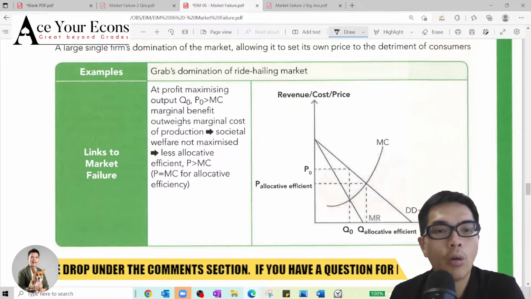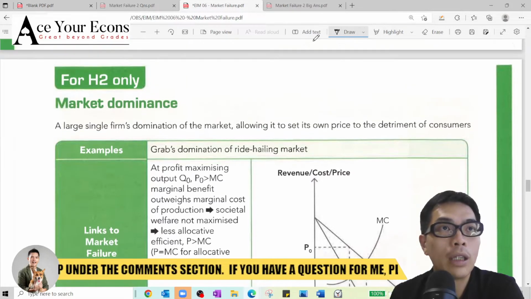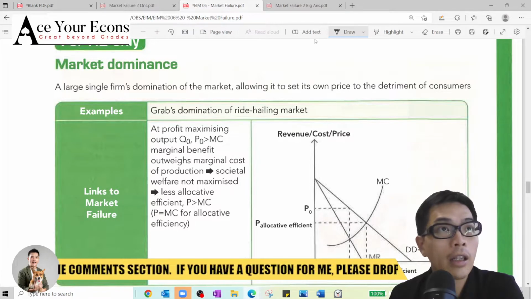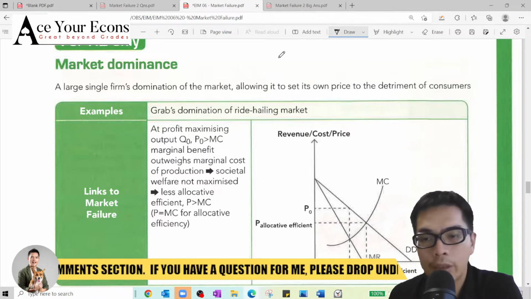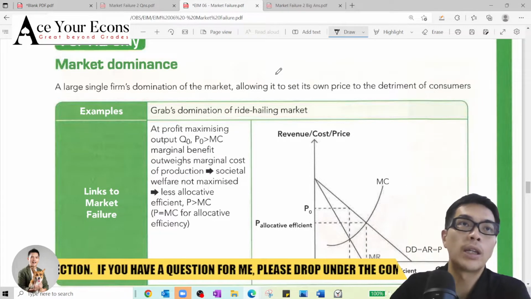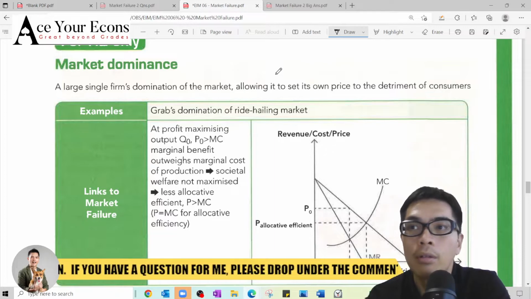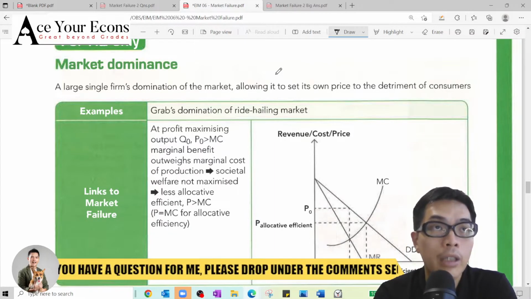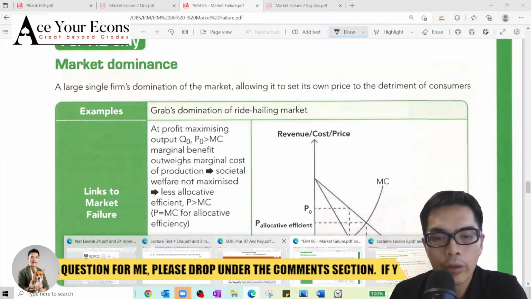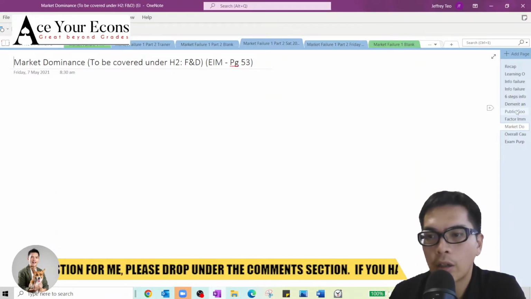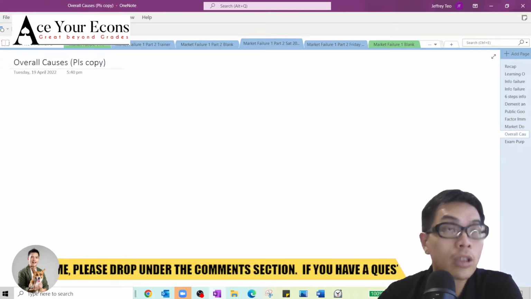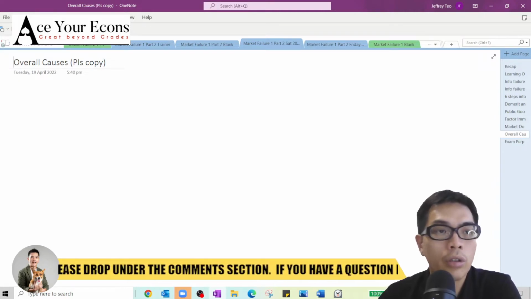The whole idea of market dominance is tied to firms and decision, and the whole idea is behind P is not equals to MC. So I won't be covering this. I just point out to you that this is important. This is a cross topic between market failure and market structure, firms and decision. So with this, I am going to move on to the last part of building a mind map. Please copy this down. It's going to be very useful in your revision.